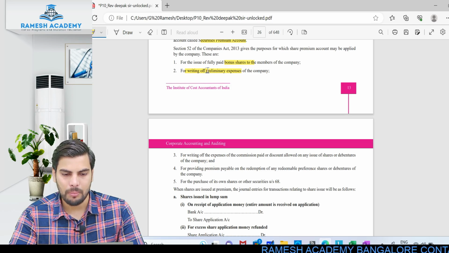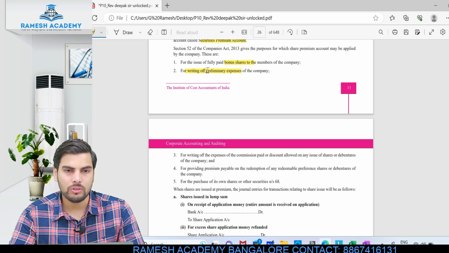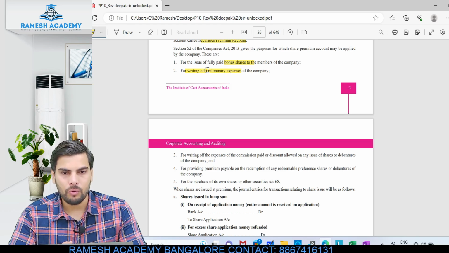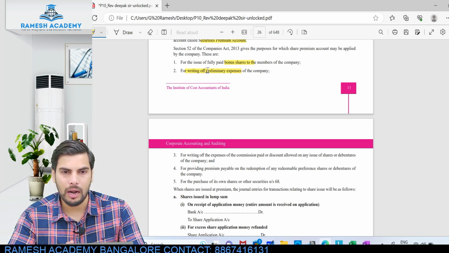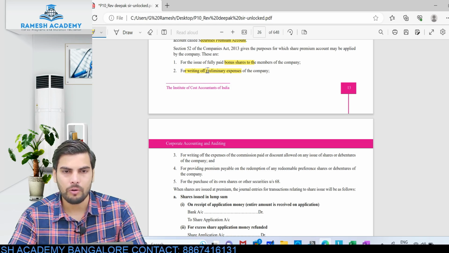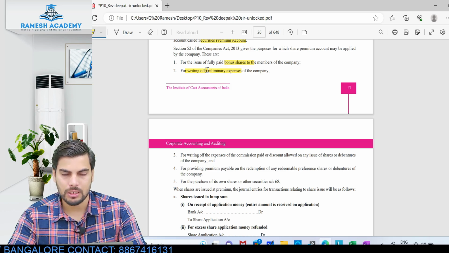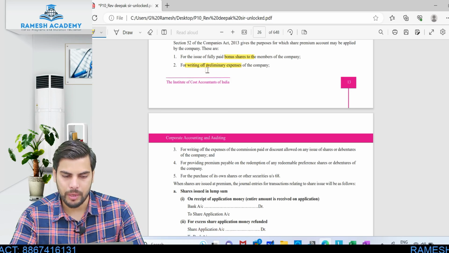Now what are these preliminary expenses? What's the meaning of this? These are nothing but the expenses which were incurred before incorporation. Before the company was incorporated, the company would have spent certain amounts towards printing of the prospectus or printing of the memorandum or articles of association. They would have paid the professional fee. All these amounts will be treated as preliminary expenses, that is, pre-incorporation expenses. In order to write off these pre-incorporation or preliminary expenses, this securities premium can be used.